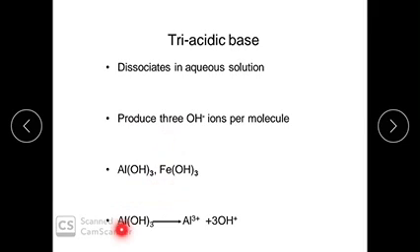Al(OH) taken thrice gives rise to Al plus 3 plus 3 OH minus. Here, on ionization, aluminium hydroxide gives three OH minus ions, so it is called a triacidic base.